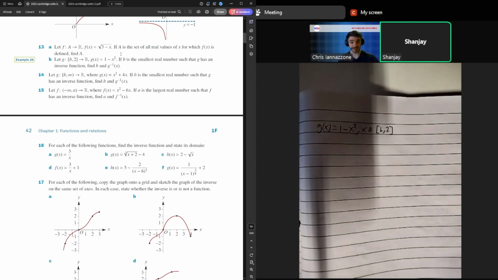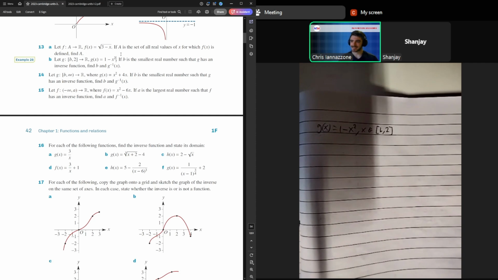I think I've got it. Okay. So we know that g is like b comma 2, and that's the domain for g(x). If it was the inverse, it would become the range. Correct.